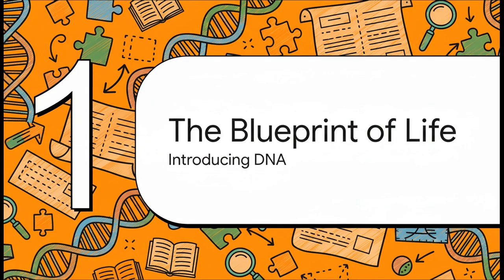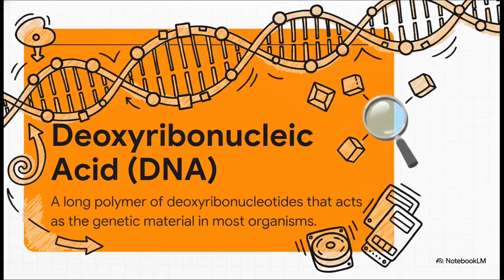All right, first up, every story's got a beginning. And for us, that's the blueprint itself. Before we get into how it's copied and read, we've got to understand what this stuff is actually made of. Okay, so the official definition calls it a long polymer. Now, don't let the fancy words fool you. That just means it's a super long chain made of repeating parts, kind of like beads on a string. These repeating parts are called nucleotides. And for pretty much all life on Earth, this molecule is the hard drive. It's the stable, reliable place where all the genetic information gets stored for the long haul.